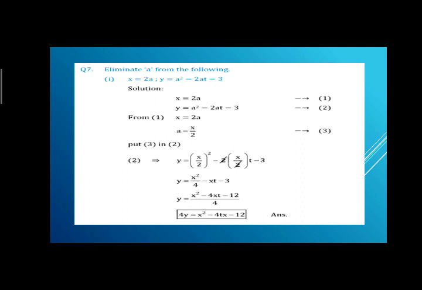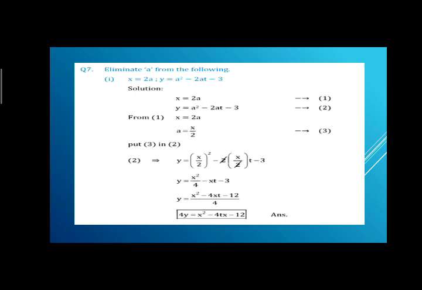In the substitution method, you first find the value of the variable you have to eliminate from either of these two equations. So I am taking equation number 1 to find the value of the variable a. Equation number 1 is x equal to 2a. Now we have to find the value of a, so a is equal to x by 2. Now put this value of a in equation number 2 to eliminate the variable a. Equation 2 becomes y equal to a square minus 2at minus 3, with a equal to x by 2.